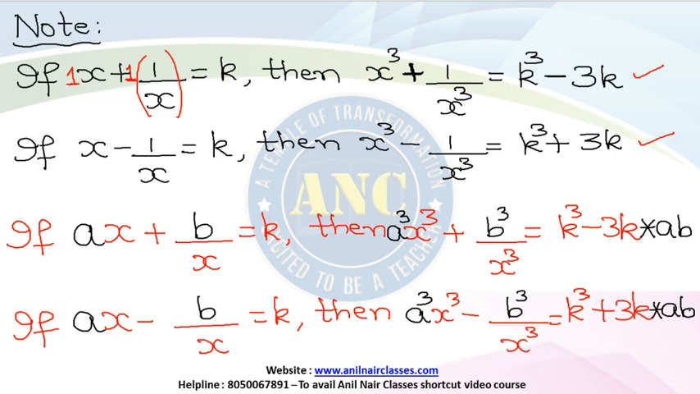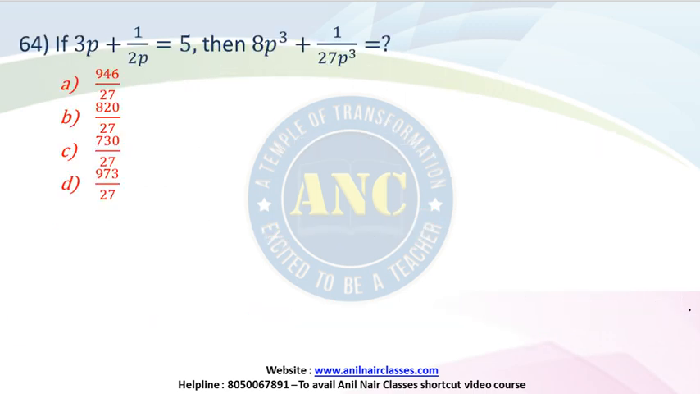Now it is power 3. That's the only difference, sir. Now see here, you will understand it much better when you see the problems. Question is, if 3p plus 1 by 2p is equal to 5, then find the value of 8p cube plus 1 by 27p cube.